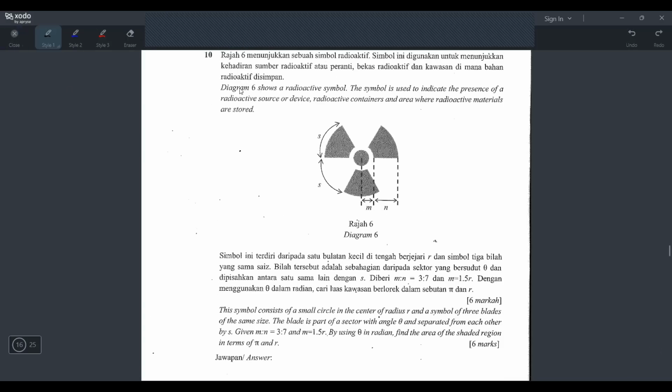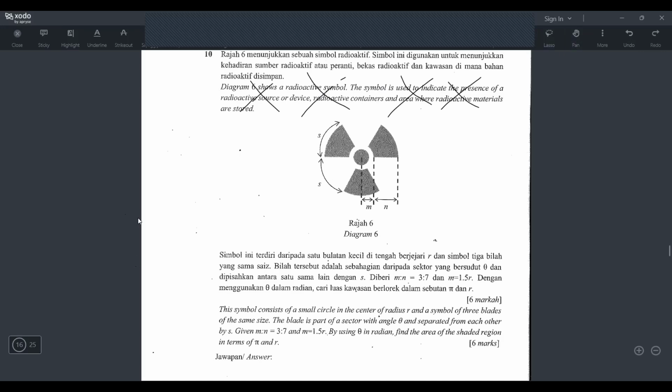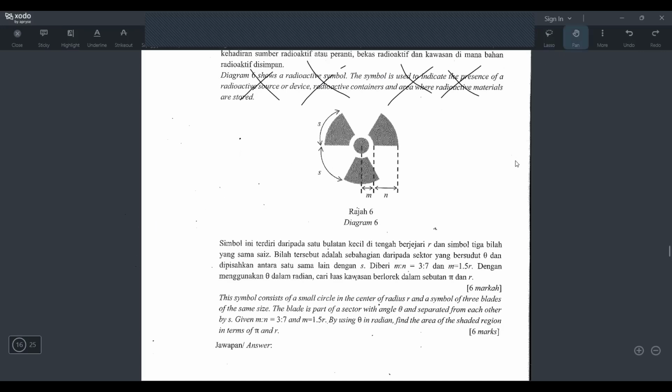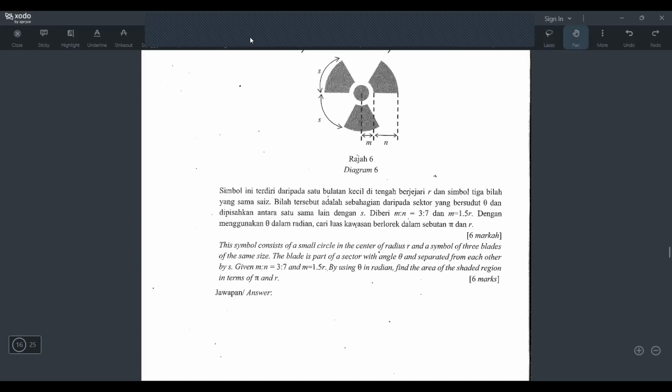Okay, let's continue with number 10. Diagram 6 shows a radioactive symbol. The symbol is used to indicate the presence of a radioactive source or device, radioactive containers, and areas where radioactive materials are stored. Okay, all this is nothing important here. Even if you don't read it, it's fine. They never mention anything important. It's all distraction. So now I'll just skip that and read down here.